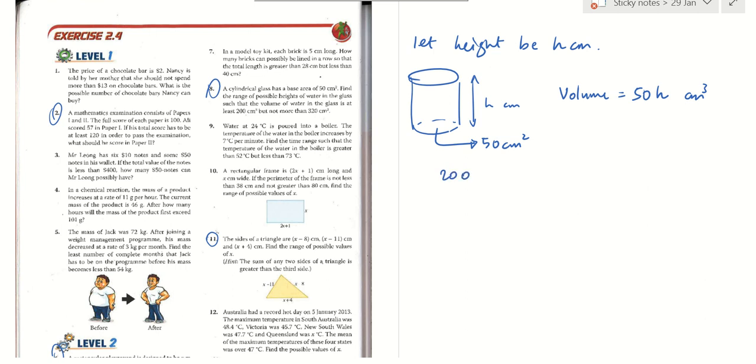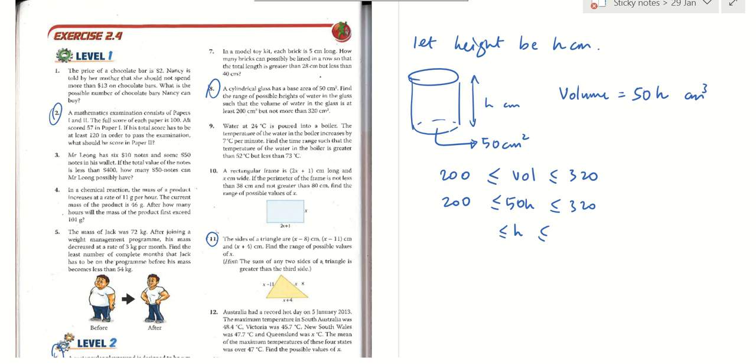So our lower bound is 200. Then we have our volume. And they want it to be not more than 320. So it can be 320. So this is our inequality. And we can now replace our volume with 50h. Now on all sides of the inequality, we are going to divide by 50. Since it is a positive value, there's no reason to change any of the inequality signs.